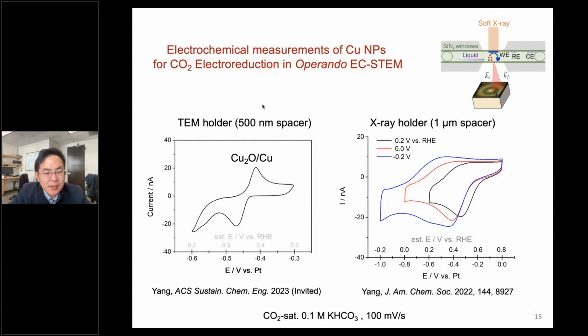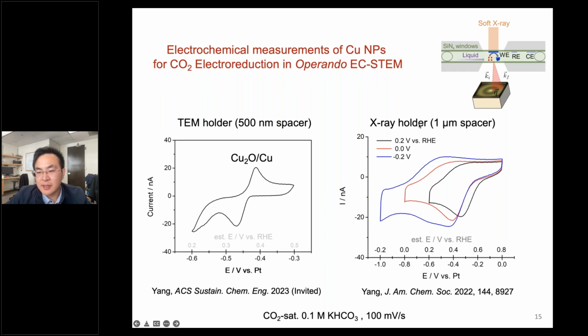In this case, I'm showing you two examples of the cyclic voltammetry. This corresponds to the redox couple from cuprous oxide to metallic copper. In both cases, if we rely on the potential conversion of 0.8 volt between platinum and Rg, we get this redox couple located at 0.4 volt versus Rg. This is true for the prototype liquid cell TEM holder, where we take the same holder, the same design, but with different liquid thickness.